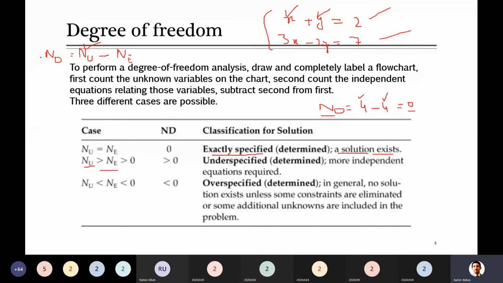For example, we have two unknowns, x and y. Let's take the example which I have shown you here, x plus y is equal to 2. In this equation there are two unknowns, but I have only one equation. So in this case it will be 2 minus 1 is equal to 1, and when it is a positive number, it is called an underspecified system. Underspecified means here you need more independent equations to solve this problem.